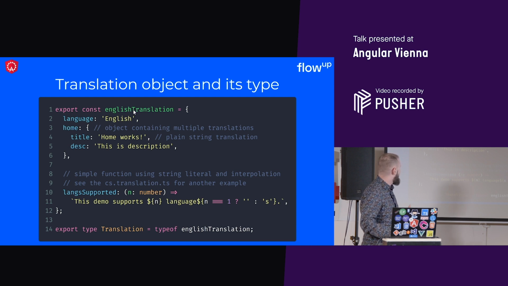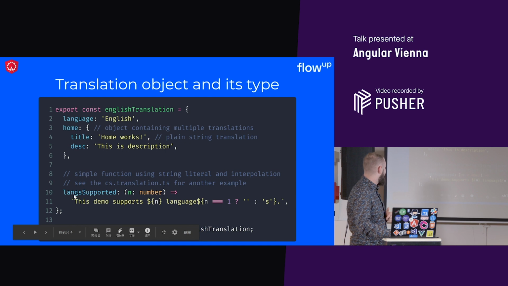Export const. There is some constant. It's just an object that has keys. This key is language, English. There is another key, home. There's an object, title and description. So that's it. Nothing too serious.